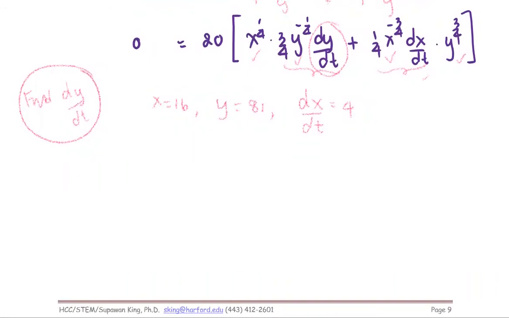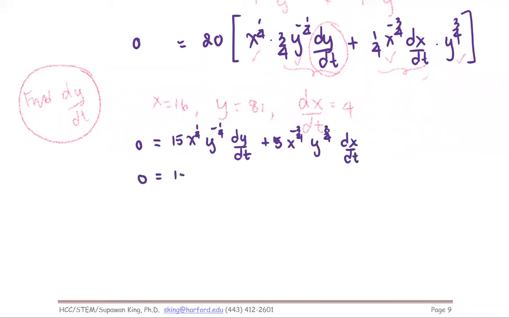Next, we are going to replace the values for x, y, and dx dt in the problem. But before we do that, let's simplify the expression to make the pieces slip in a clean way. So I'm going to multiply 20 by 3 over 4, and I will get 15, multiplied by x to the power 1 over 4, y to the power negative 1 over 4, multiplied by dy by dt. And also the same way, 20 times 1 over 4 to get 5, multiplied by x to the power negative 3 over 4, multiplied by y to the power 3 over 4, and then multiplied by dx dt. For our convenience, I'm going to write the negative powers as positive powers. It's 15 times x to the power 1 over 4 divided by y to the power 1 over 4 times dy by dt, plus 5 times y to the power 3 over 4 divided by x to the power 3 over 4 times dx dt.